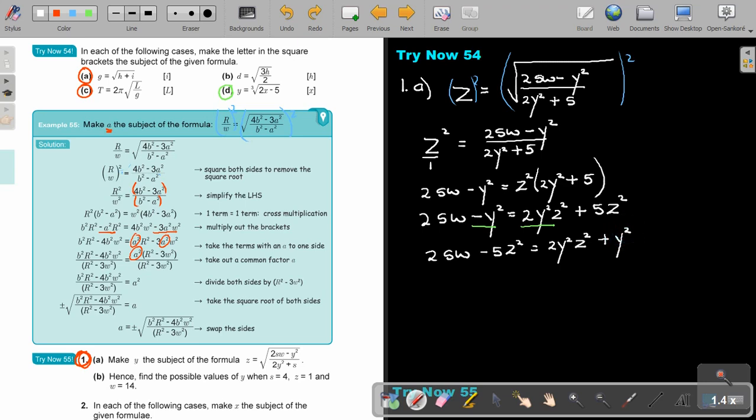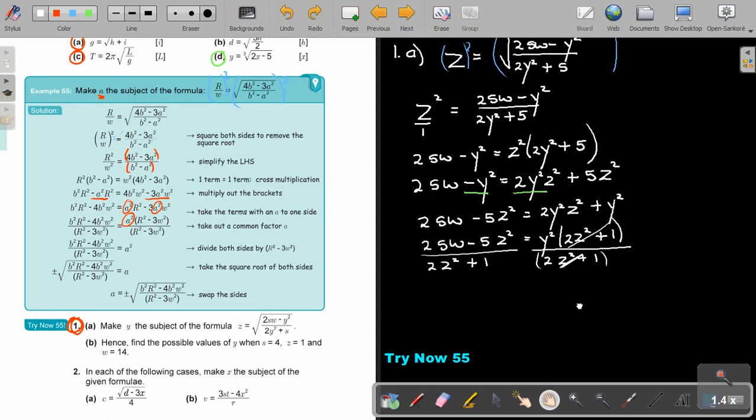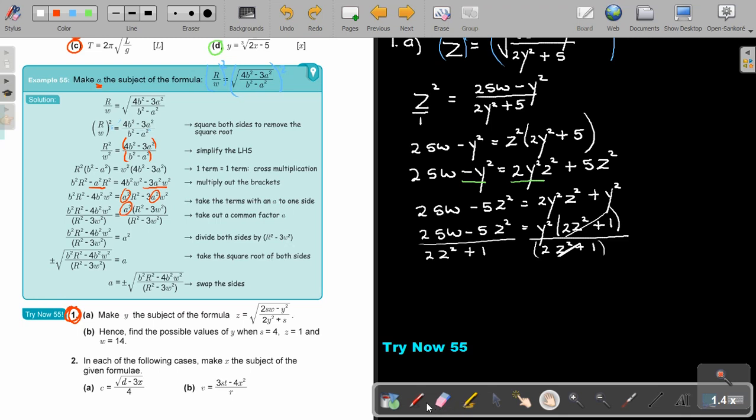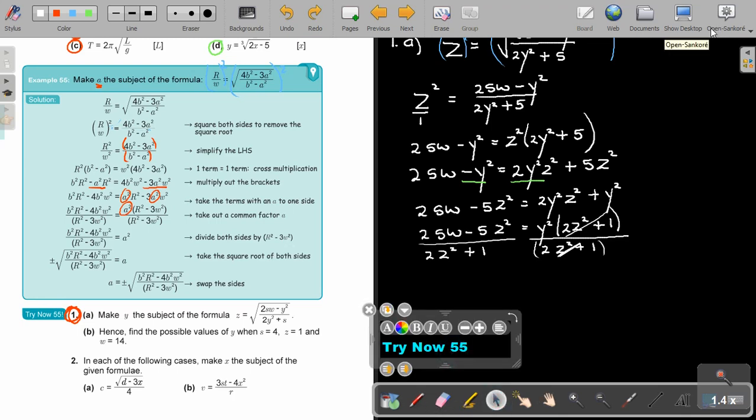Now we are going to take y squared out as a common factor. So it's again 2sw minus s z squared equals y squared bracket 2z squared plus 1. Then divide by that bracket, 2z squared plus 1. Now you sit with y squared. Now that cancels, so I can move it up. So let's just take that away.